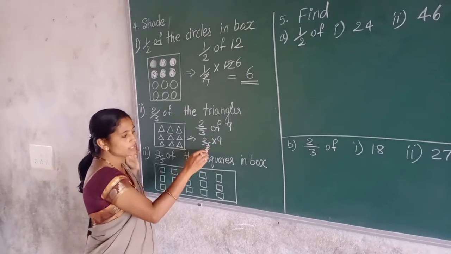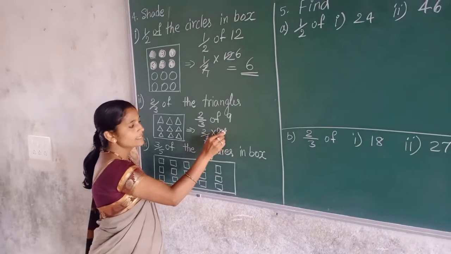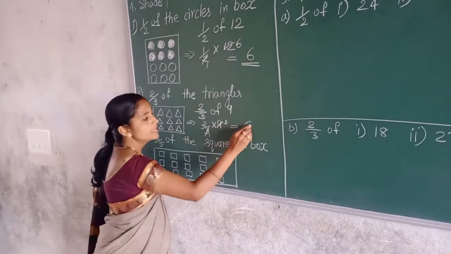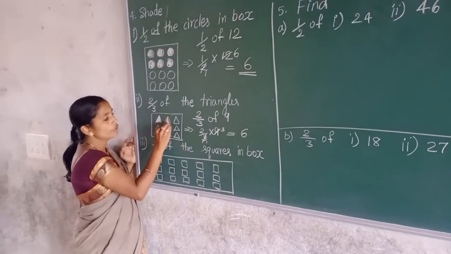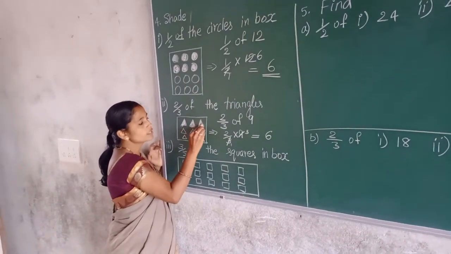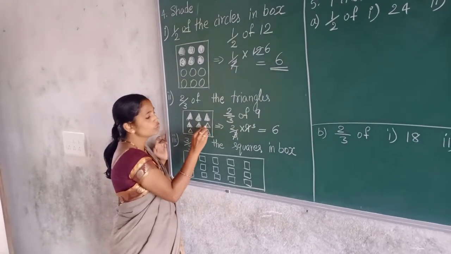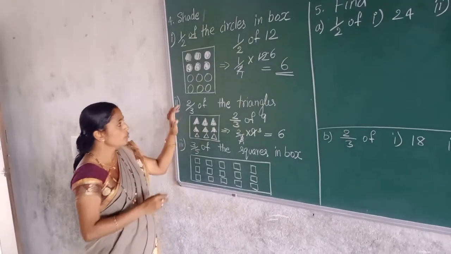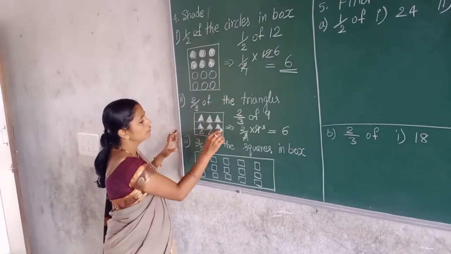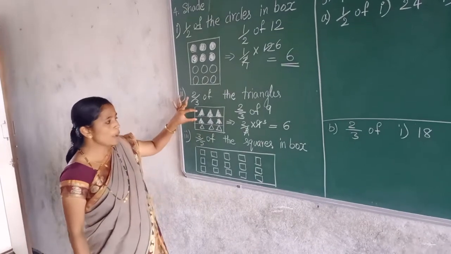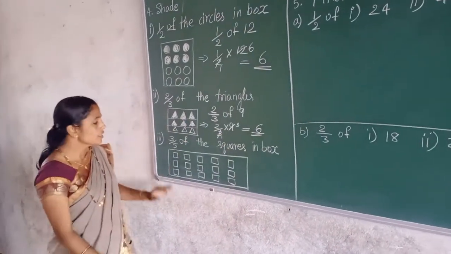Now let us do the simplification. 3 ones are 3, 3 threes are 9, 2 threes are 6. Here also we have to apply the color, or shade, 6 triangles. You can cross check it. If they ask you 2 upon 3, and you make it 3 parts, 1, 2, 3, and in that 2 parts are selected, your answer is correct. You can check it by yourself.